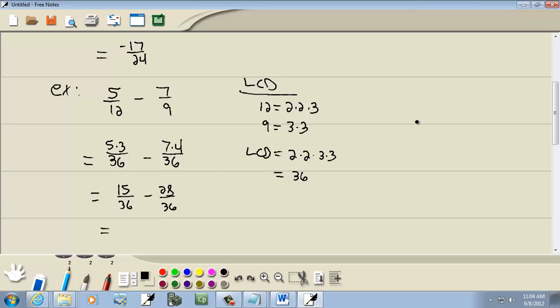And again, we have to combine the numbers up on top. We got a 15 minus 28. Positive and negative, different signs. We ignore the signs. Subtract the smaller from the larger. 28 minus 15 gives us 13. And the sign of the answer is the original sign of the larger number, which is 28, which is negative. So this becomes negative 13 over 36.